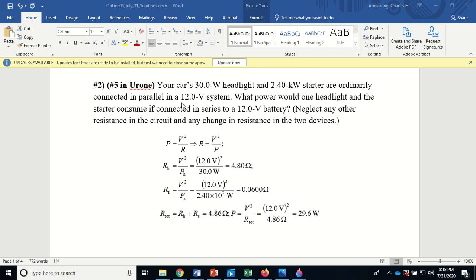Now it says they're in series. They're normally in parallel, I think they're always in parallel, but this is just a suppose, pretend. So our total equals our headlight plus our starter, so these two added together, you can see that plus that is going to be 4.86 ohms. So now to figure out what the power would be, your 12 volts doesn't change, but now you've got your resistance. We're going back to this equation because we know the total resistance. We'd have 29.6 watts.